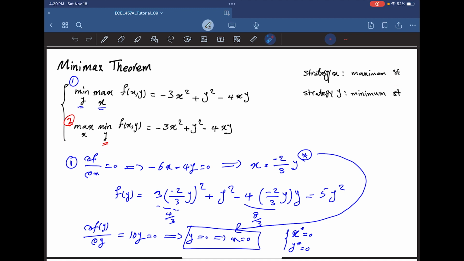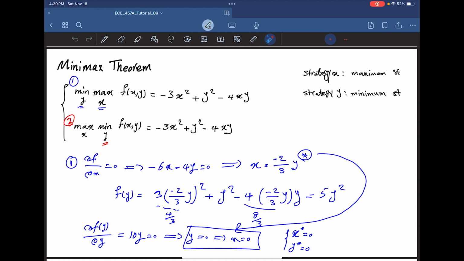Let's first solve for min max, in which we said that Y is the minimum strategy and X is the maximum strategy. So in both cases, X is under max and Y is under min. So we want to first find the result of min max of the cost function, and then compare it with the result of max min of this cost function. So for the first one, color blue.